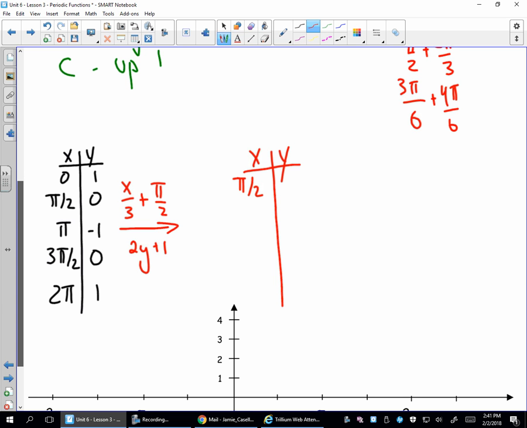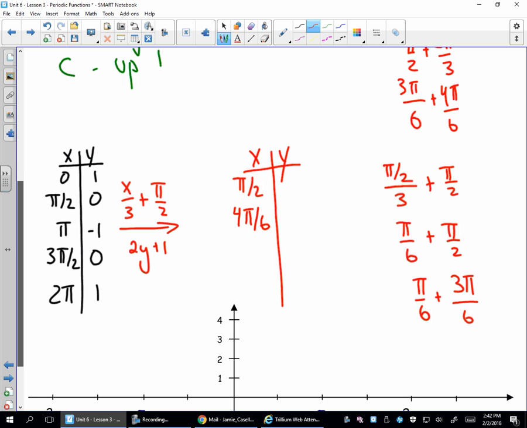Okay. Pi over 2 divided by 3 gives me pi over 6. I'll just put it off to the side just to show you guys. So we're going to do pi over 2 divided by 3 plus pi over 2. This is going to give me pi over 6 for the first part, plus pi over 2, which if I think about a common denominator, times it by 3 is actually that. So 4 pi over 6.